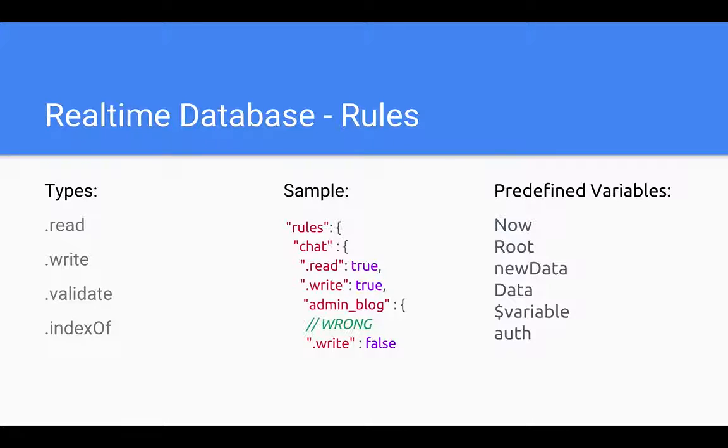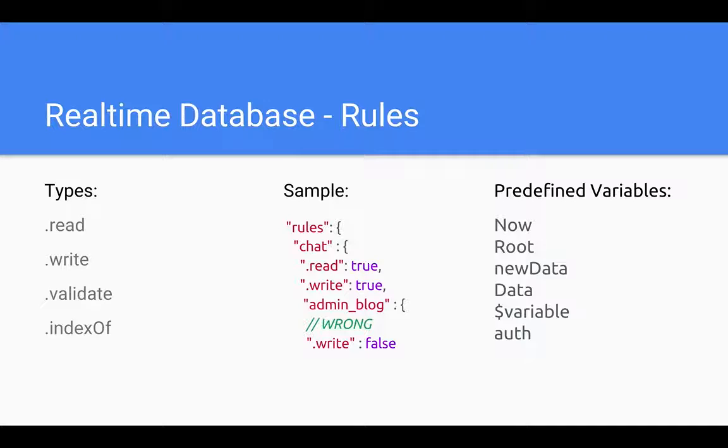Moving to the next one, the root corresponds to the current data at the root of the database. You can use this to read any data in your database in your rules expressions. Okay. The next one, newData, corresponds to the data that will result if the write is allowed. Again, these predefined variables we will usually use with the validate. I'll go with an example right after reading this.